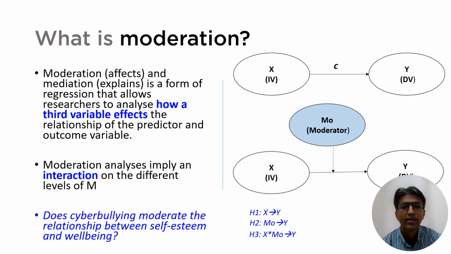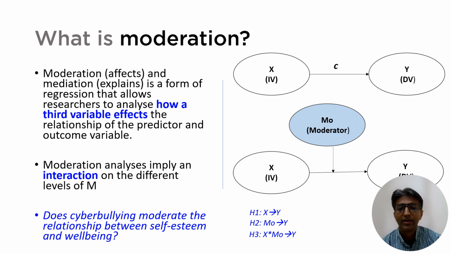In the last part of this session, we will understand what moderation is. Up till now, we talked about mediation, which is basically a form of regression with a purpose to explain the relationship. In case of moderation, it is another third variable that affects the relationship of the predictor and outcome variable. So by and large, mediation talks about explaining the relationship pattern. Moderation talks about how the third variable affects the existing relationship. So it implies an interaction on the different levels of M. M here is the moderating variable.